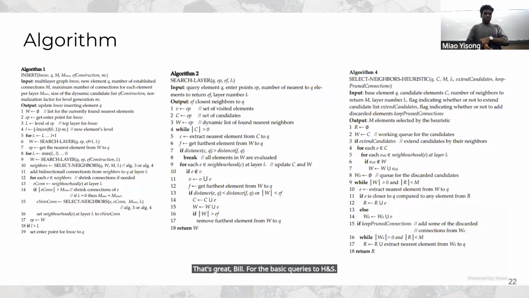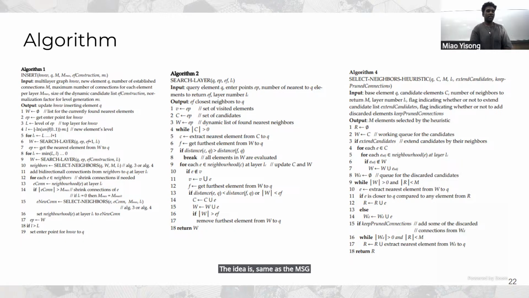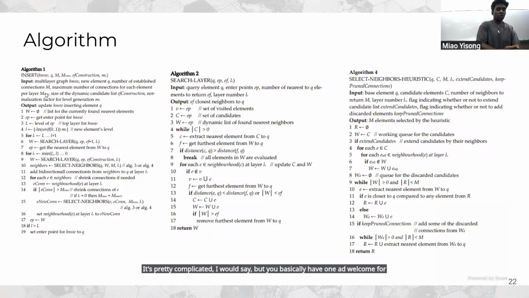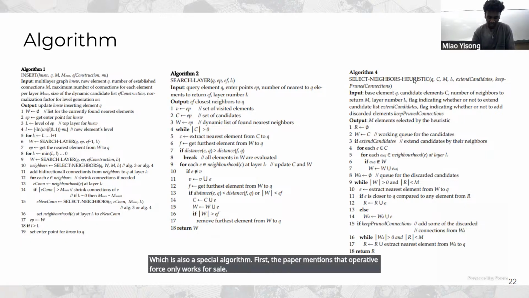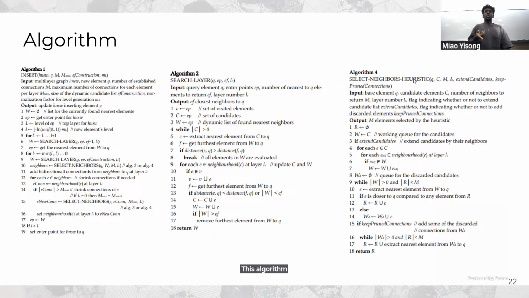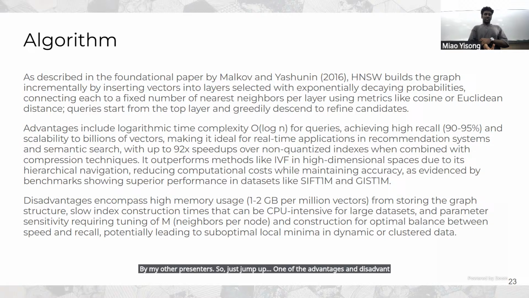The whole algorithm is pretty complicated, I would say. But you basically have one algorithm for insertion layer, one for a search layer, and a third is your select neighbors, which is also a special algorithm. First, the paper mentions that algorithm 4 is only used for select. This algorithm especially will be gone through in much detail in the coming slides by my other presenters. So I would just jump to what the advantages and disadvantages of this algorithm are.